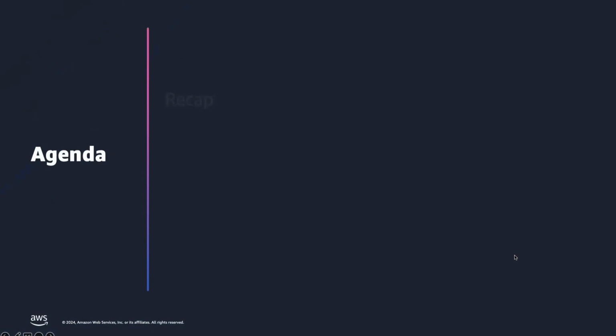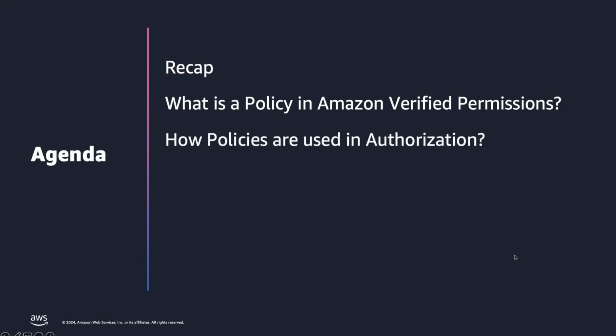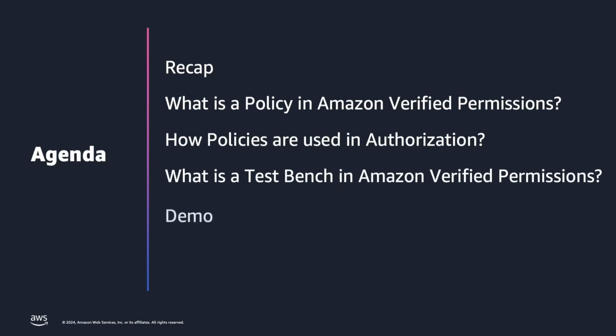In this video, we'll have a quick recap of what we have learned so far in the previous two videos. We'll understand about policies in Amazon Verified Permissions, and we'll discuss how policies are used in authorization. We'll also learn about the test bench in Amazon Verified Permissions, and we'll then see policy creation in action in a demo for our veterinary portal application. And at the end, we'll talk about the next step.